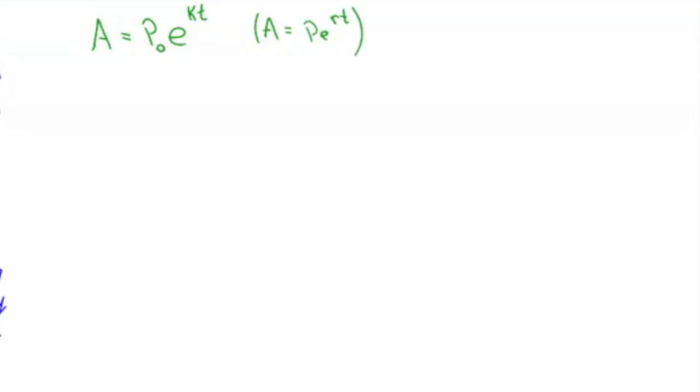If you're talking about money, that one makes more sense. A equals Pert. They're exactly the same formula. It's just here you have R for rate, and here K is what's called a constant.